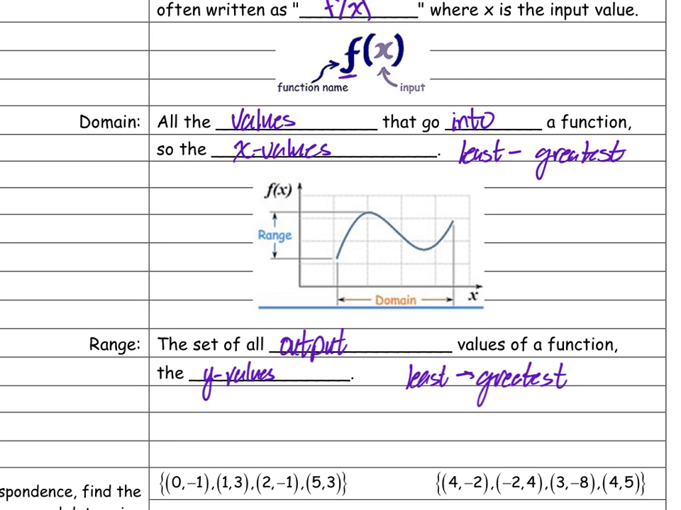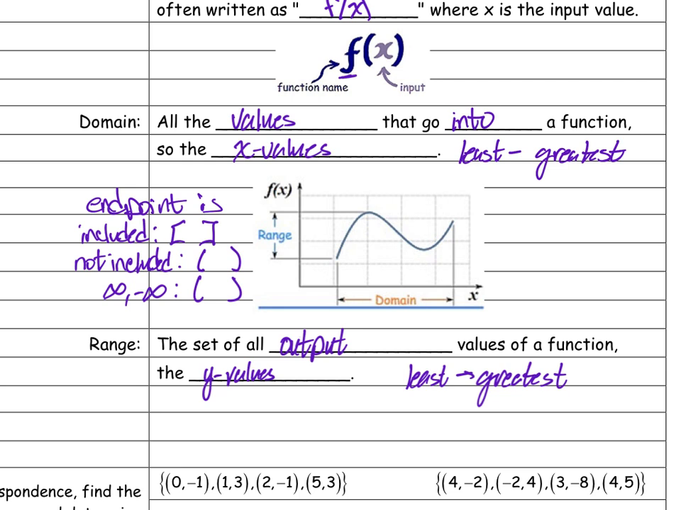The other thing is, between domain and range, if my endpoint is included, I use brackets. And if it is not included, I use parentheses. And if I have infinity or negative infinity, I always use a parenthesis because we don't know where infinity is. So when we're talking about domain and range and using interval notation, this is what I use.